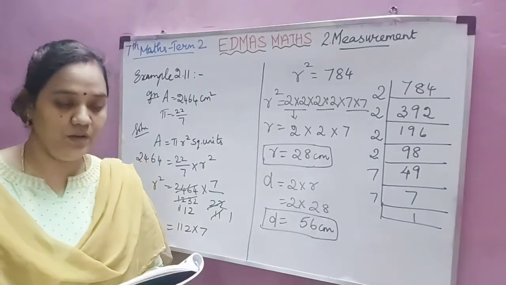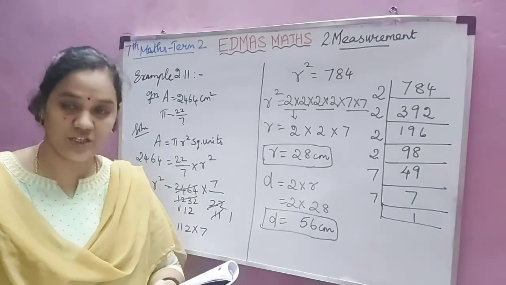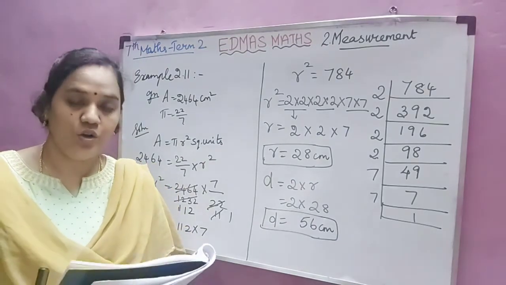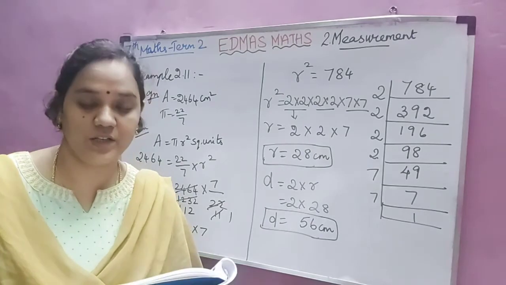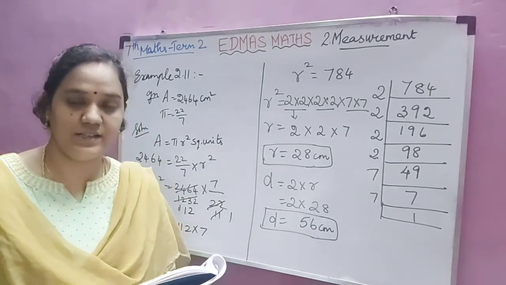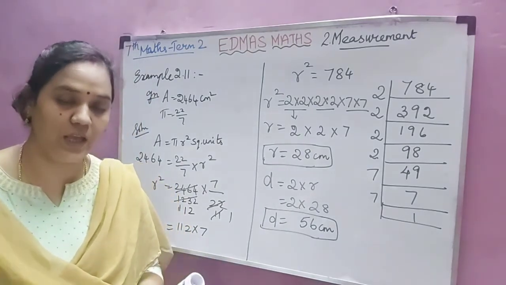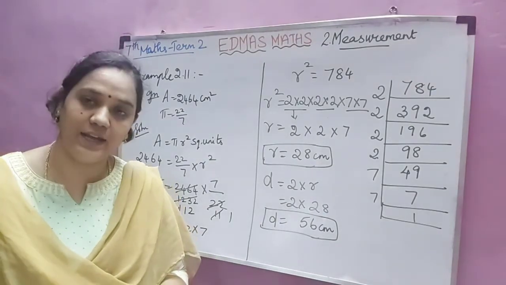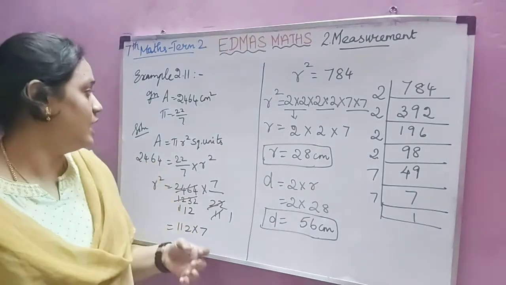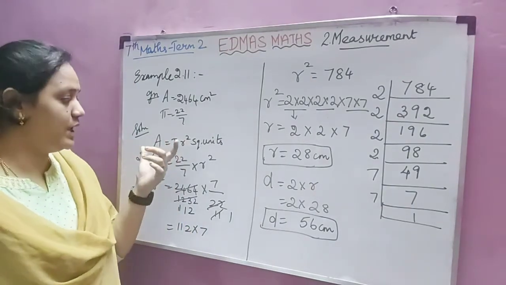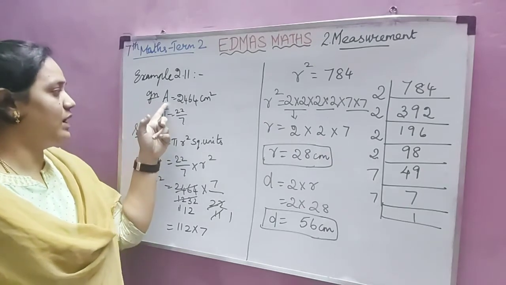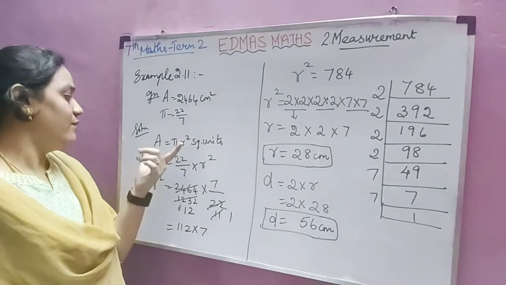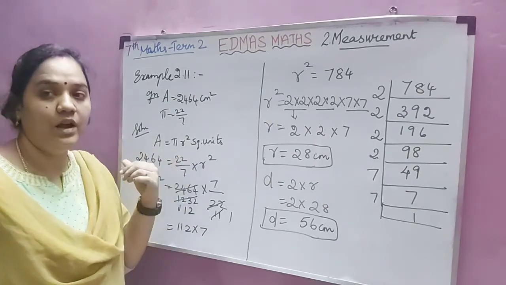Now example 2.11 on page number 31. The area of the circular region is 2464 centimeter square. Find its radius and diameter. Use pi equal to 22 by 7. Here the area is given and we have to find the radius as well as the diameter. We know the formula for the area of the circle. What is given? Area is given and pi value is 22 by 7. Now we have to find the value of r first.